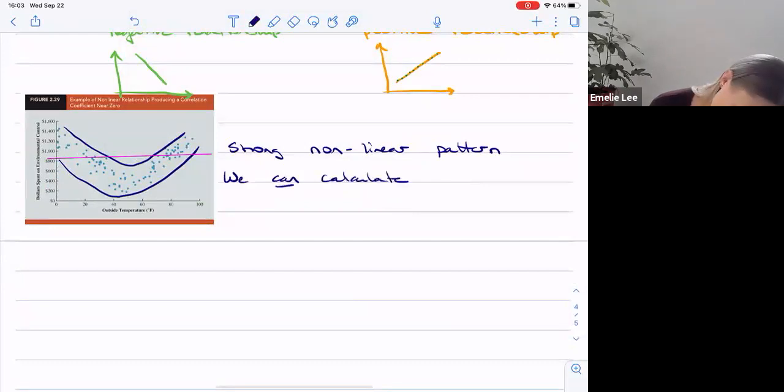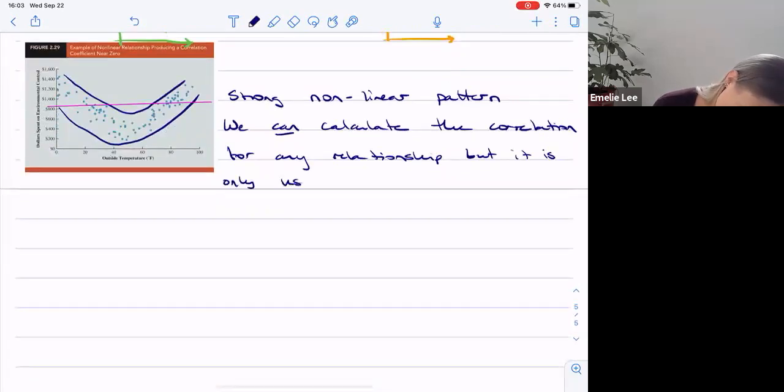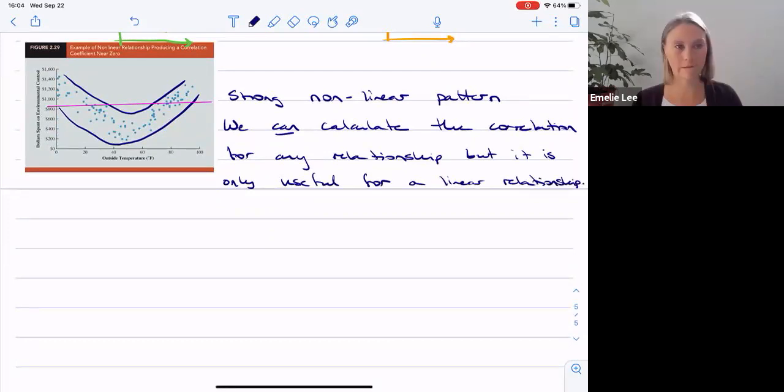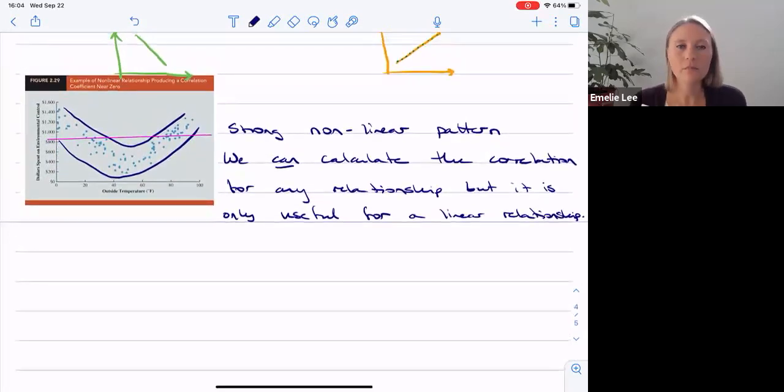And so we can calculate the correlation for any relationship, but it is only useful for a linear relationship. Okay, good.